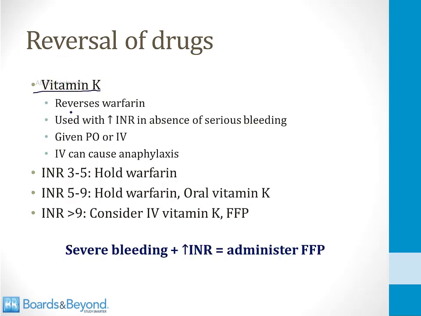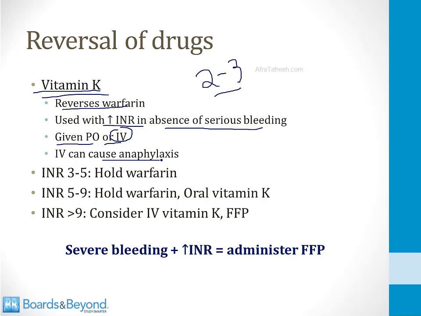Vitamin K can also be given to reverse the effects of warfarin. This is done when the INR gets too high in the absence of serious bleeding. So the target INR for most patients on warfarin is 2 to 3. Remember that 1 is a normal INR, so 2 to 3 usually means they're therapeutic on warfarin. So if the level gets much higher than 3, then vitamin K is sometimes given to reverse the effects of warfarin. Vitamin K can be given orally or IV, although rarely do you use the IV form, and that's because it can cause anaphylaxis.